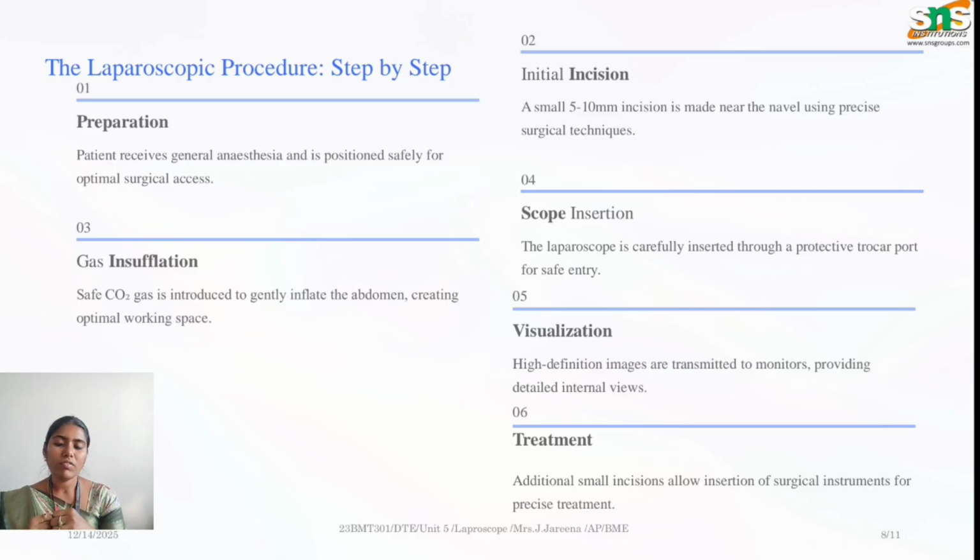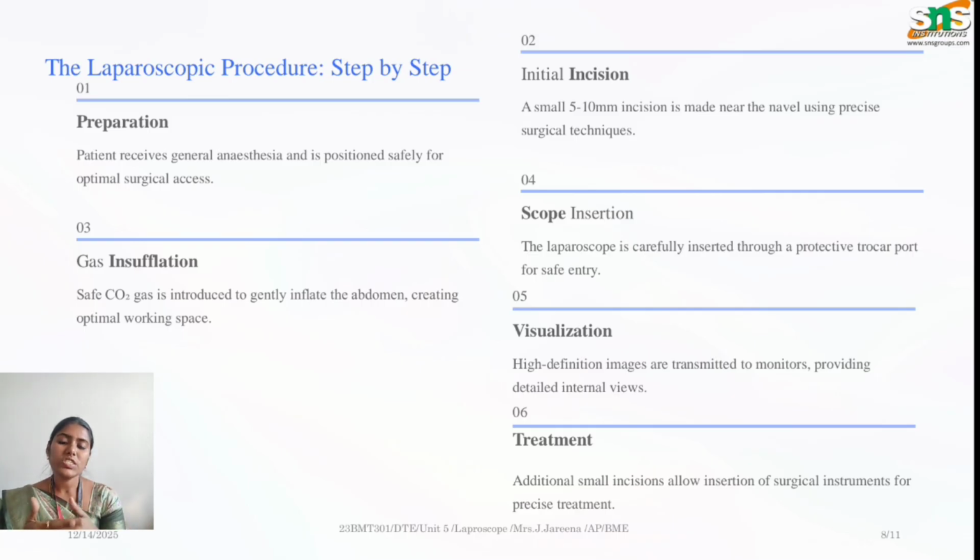And then finally we have the visualization system, because inside you have the lens and light source. Through the light source we focus with the help of the lens. Outside we have the camera which captures the internal organs, and the images are sent to the monitors so that the surgeons can see the type of problems, or the structure or morphology changes of that particular area.